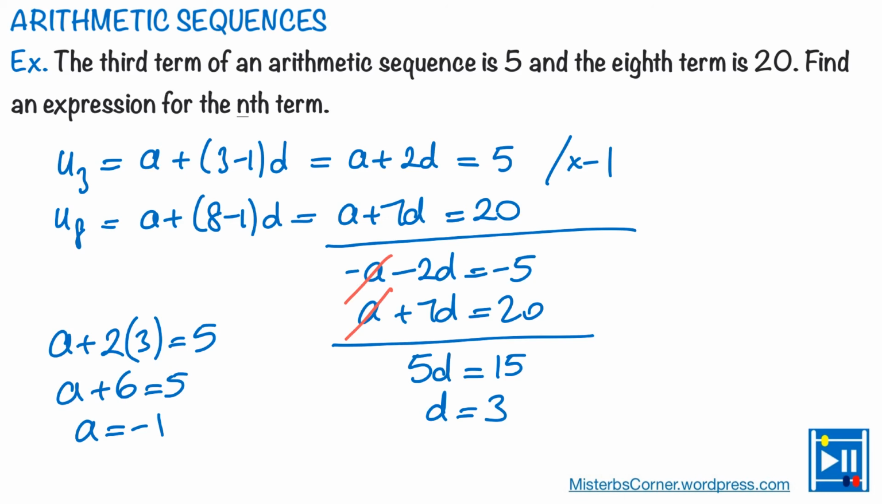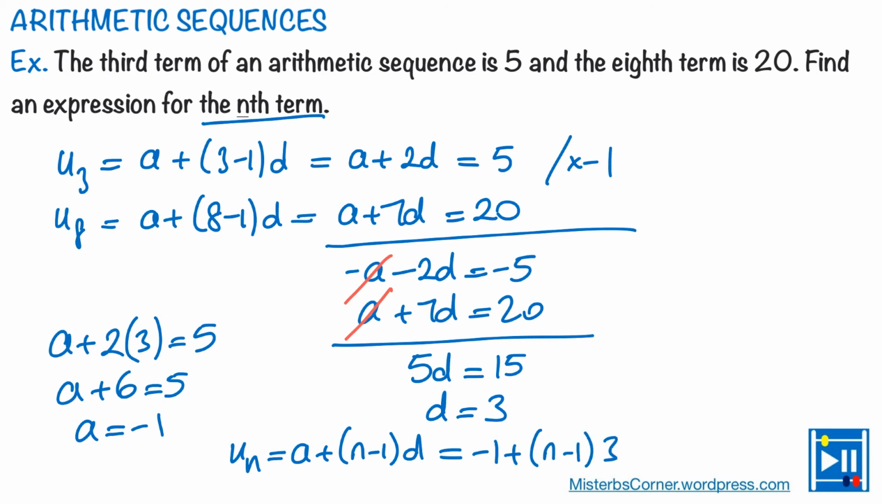Now is the time to write the nth term. So the nth term will be un equals a plus n minus 1 times d. So if I substitute the values for a and d, then I'll have the simplified expression of, well, let me quickly write this down. It's going to be 3n minus 4. So this is the simplest form for the nth term.